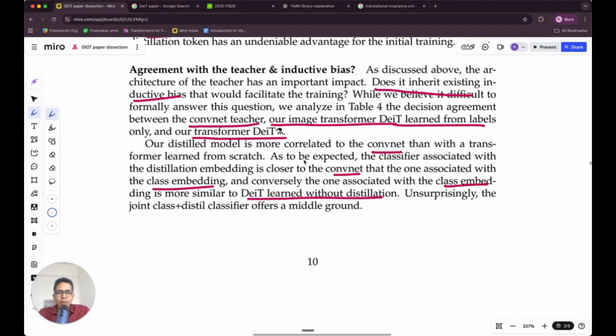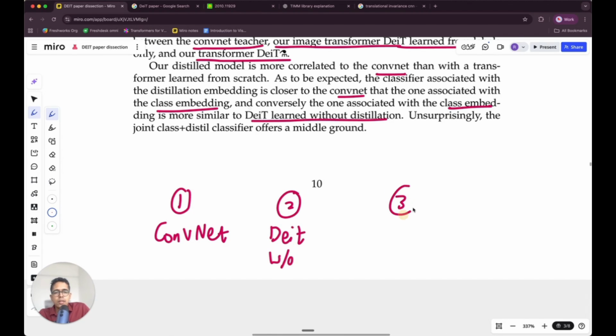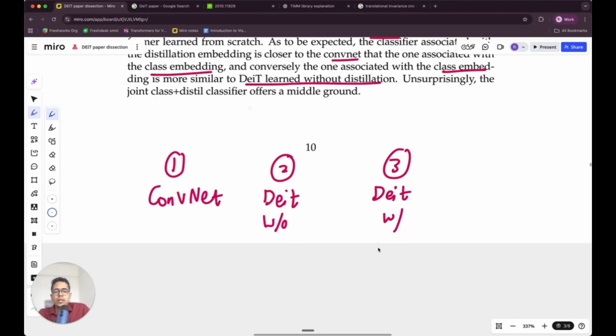So many sentences. What exactly are we saying here? If the data efficient image transformer does not have a distillation token, let's say that's case number 1. So 3 cases here. One is ConvNet, 2 is DEIT only, so DEIT without distillation token, third is DEIT with distillation token. Now the one without distillation token has a class token, and the one with distillation token has a class token and a distill token, correct?